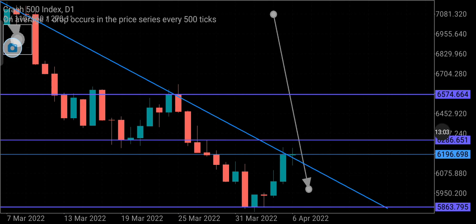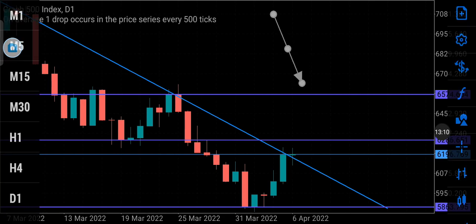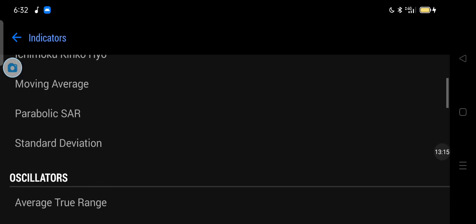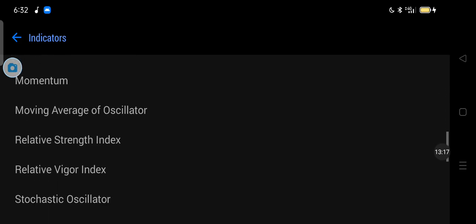All right, so that is basically how to trade profitably. Now the levels of support is important, right? Good, let's add the stochastic right now. I know you all have been waiting for this. Let's look at the stochastic oscillator.